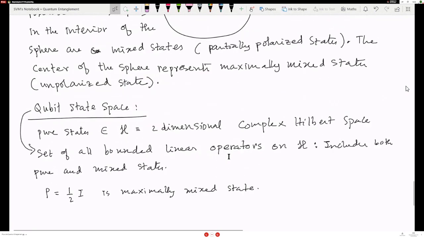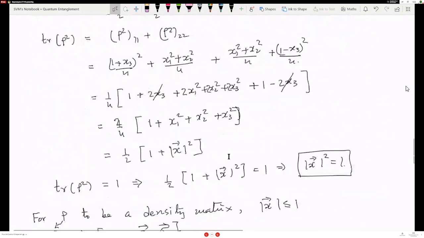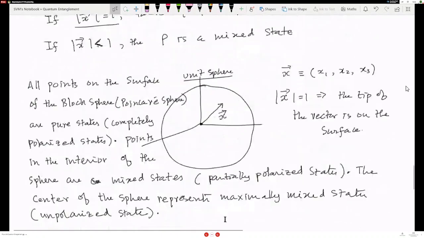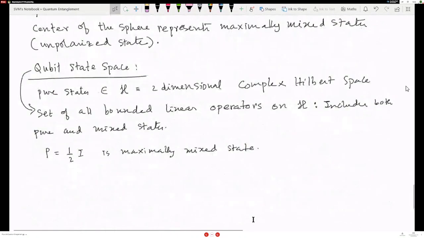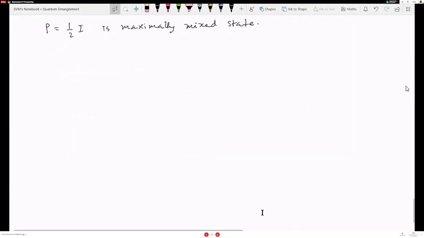Okay, so now we can go back and ask, how do we talk about mixed states? Let's now look at mixed states of a two qubit system.